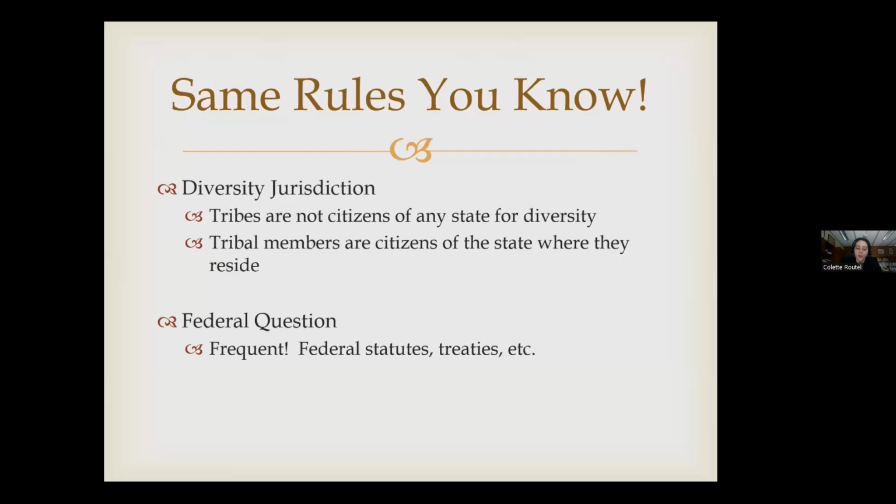So federal questions work in the same framework that you're familiar with outside of Indian law. Usually this is going to be part of your well-pleaded complaint. It can't be just raised as a defense. You see federal question jurisdiction a lot when it comes to federal Indian law, because there are a lot of federal statutes and treaties, right, that can support causes of action in federal court. So it's very common to see lawsuits in federal court.